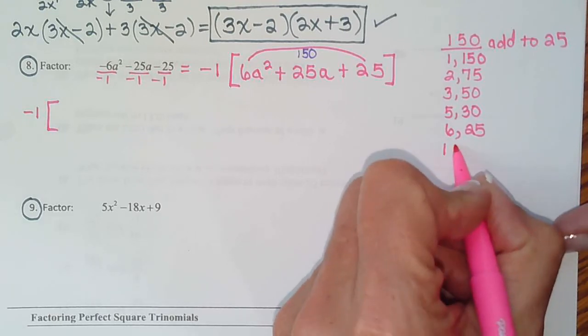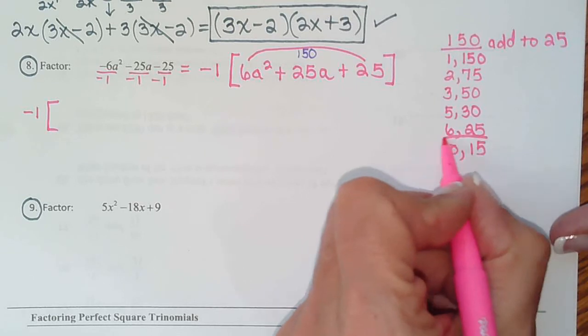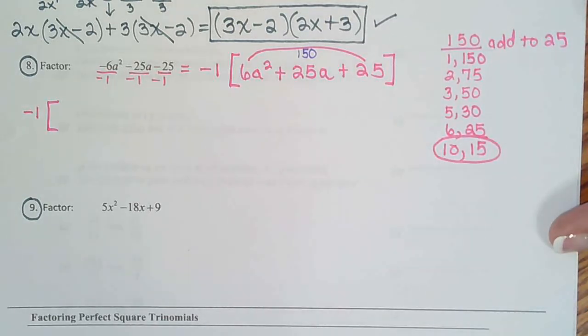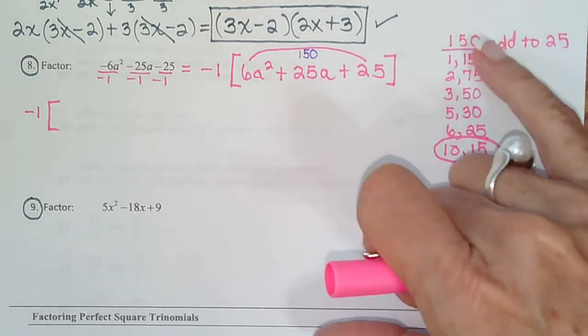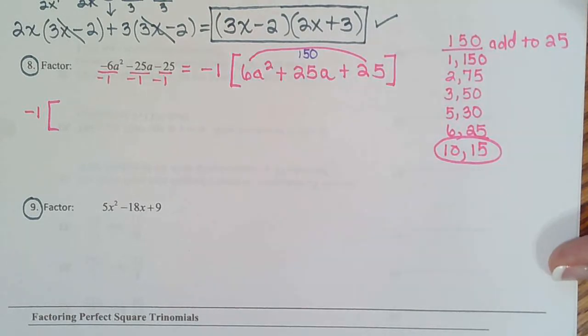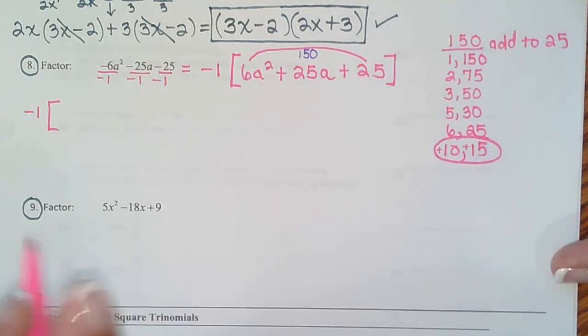9 doesn't. 10. 10 goes in 15 times. Oh, finally, I hit the jackpot. So 10 and 15 add to 25. 10 times 15 multiply to 150. And we have all plus signs here, so that means it's all plus signs inside.